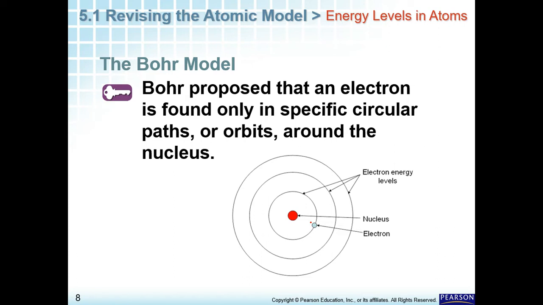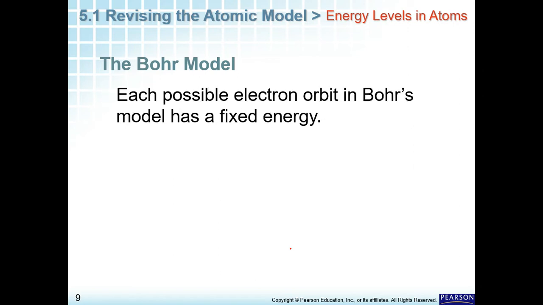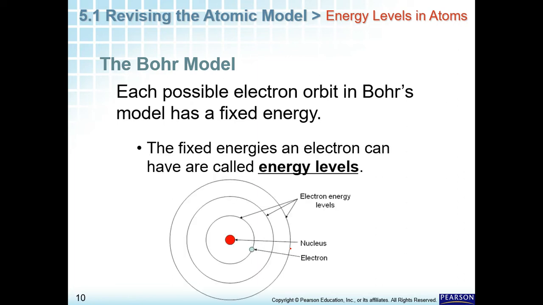Bohr proposed that an electron is found only in specific circular paths. We call these circular paths orbits. They kind of orbit around the nucleus, kind of like planets orbit around the sun. So here we have one circular path, two circular paths, three. Now, each of these orbits or circular paths had a fixed amount of energy. And we called these fixed energies energy levels. So the first orbit would be energy level 1, the second one would be energy level 2, followed by energy level 3.